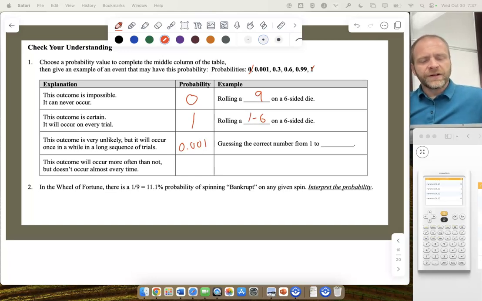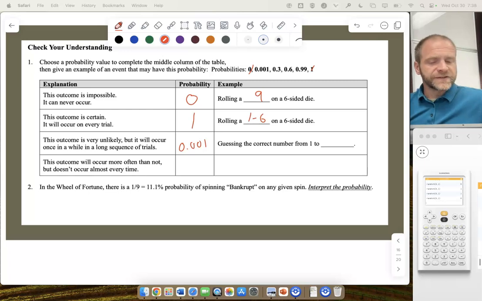And so I'm going to go ahead and fill in the rest of the table. But I'm also going to talk about the definition to number 12, the interpretation of number 2. In the Wheel of Fortune, there is a 1 out of 9, 11.1% chance of spinning a bankrupt on any given spin. Interpret that. We've already interpreted probability so far in this lesson.